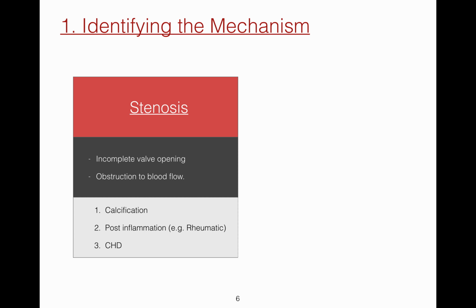Incomplete valve opening, which results in obstruction to blood flow, is termed stenosis. In adults, calcification is the most common cause of valvular stenosis, followed by post-inflammation changes, for example after a streptococcus infection that results in rheumatic fever and rheumatic heart disease. Congenital abnormalities to the valve may also cause stenosis.